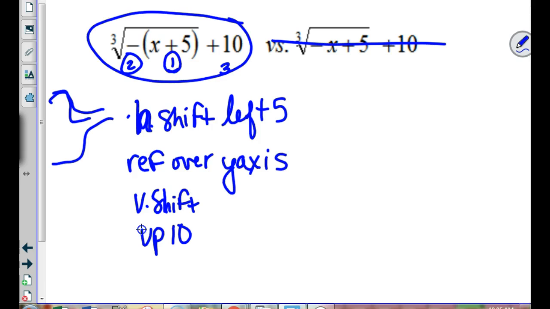Okay. If you were doing this one, you'd want to take out the negative and go like this, and that's gross. It's not on the quiz. Okay.